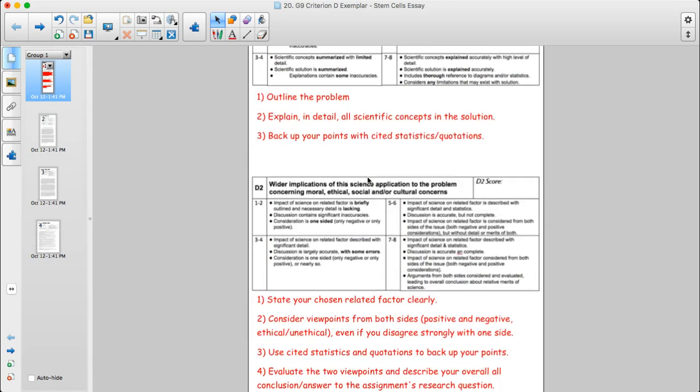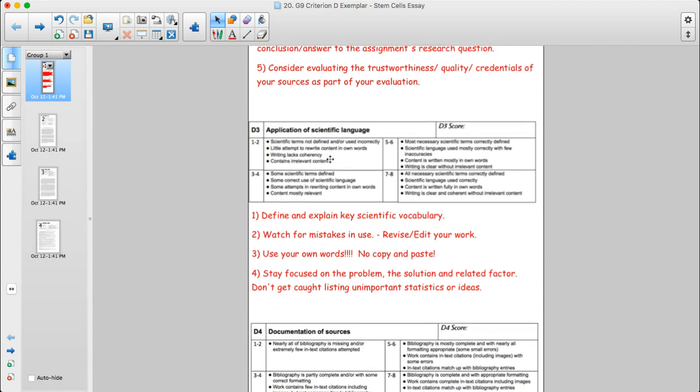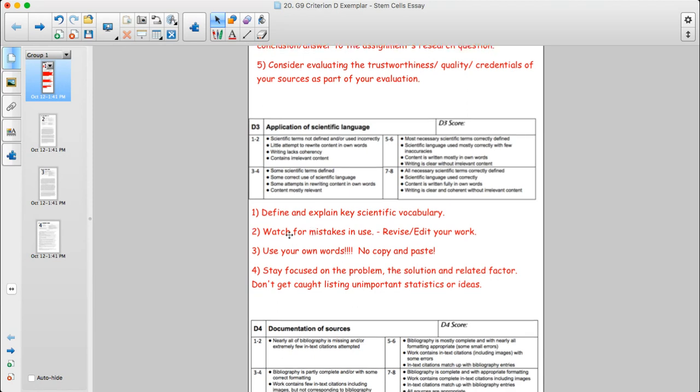Strand 1, I think, really goes along well with Strand 3, the application of scientific language. So as you use scientific vocabulary, make sure that you define and explain it when you include terms, so you show that you understand their meaning or can at least explain their meaning. Watch for mistakes with the use of scientific language. That means revise your work and edit your work to make sure what you've written makes sense.